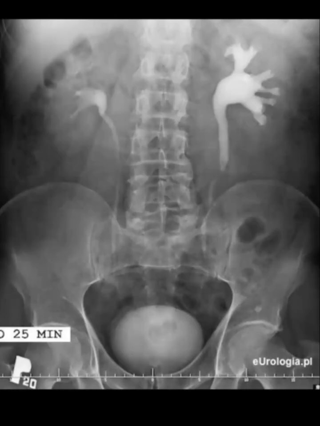The left kidney shows the dilated calyces, the pelvis, and the proximal ureter. The terminology is dense nephrogram on the left side, and dilated renal pelvis above the level of obstruction. Mid ureter. Okay, very good.